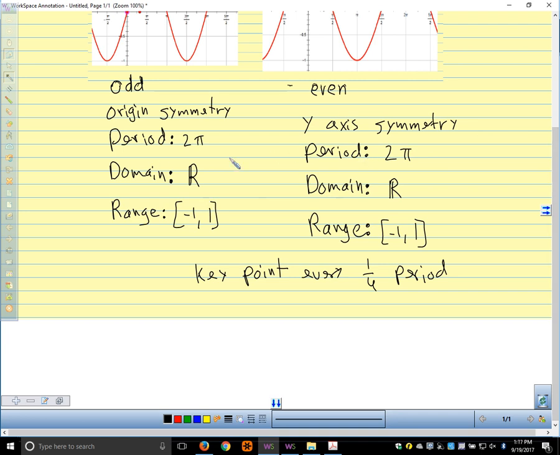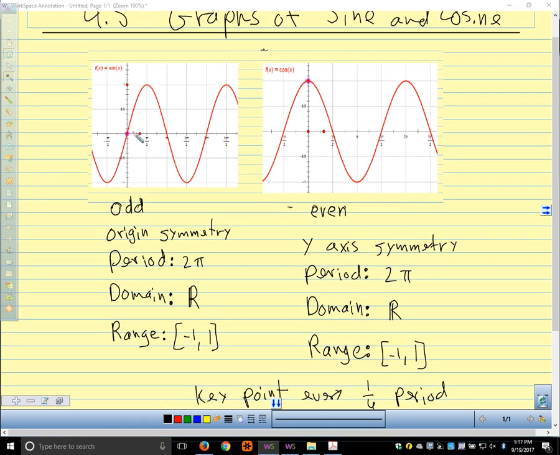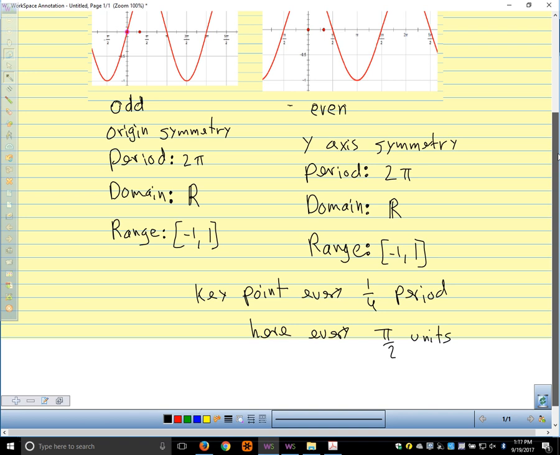And in this case, since our period is 2 pi, we get those key points every pi over 2 units. So we see on the graph, we get a 0 here. At pi over 2, we get a maximum. Another pi over 2, we get another 0. Another pi over 2, we get a minimum. And then we're back to 0 after another pi over 2. Same thing with the cosine.